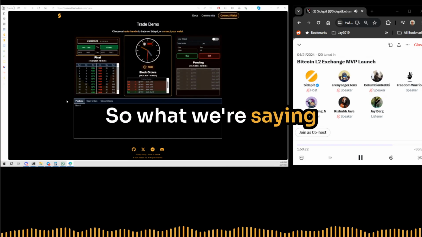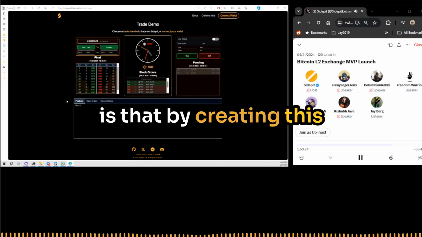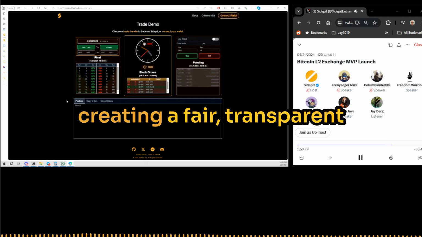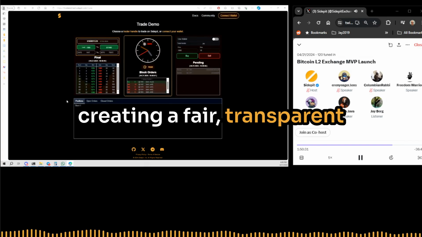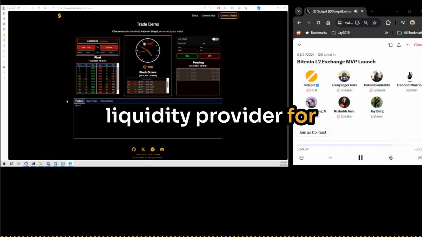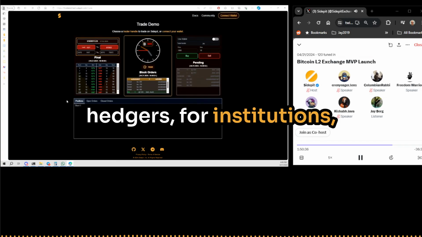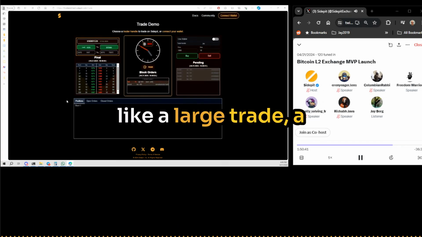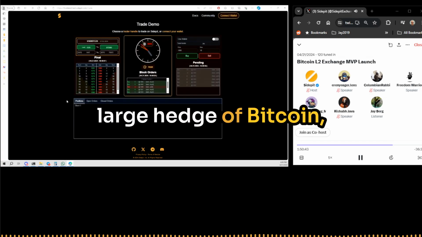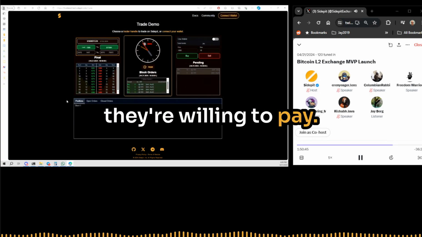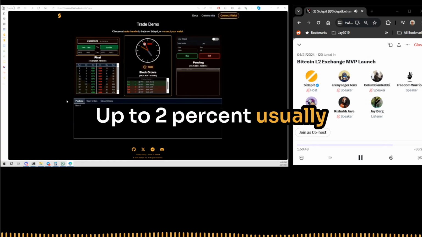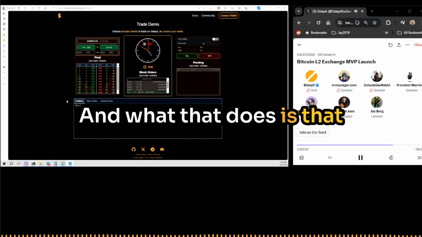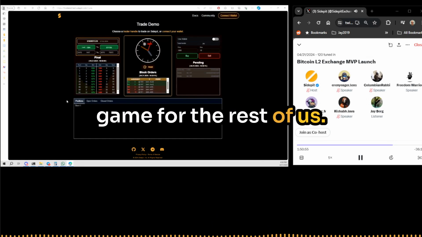So what we're saying is that by creating this place where speculators can speculate, we end up creating a fair, transparent liquidity provider for hedgers, for institutions, ETF people, right? So if they want to do a large trade, a large hedge of Bitcoin, they're willing to pay up to 2% usually for an OTC desk. So we're telling them we're going to give you better prices. And what that does is that creates a positive sum game for the rest of us.